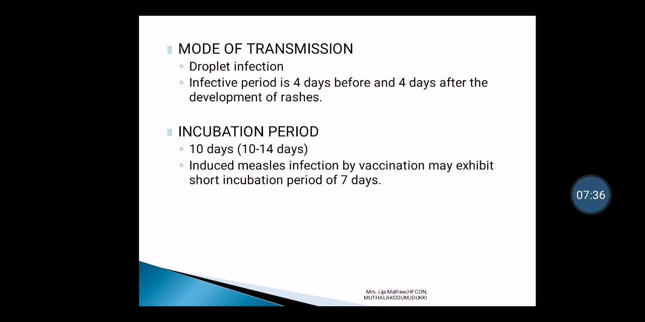Then regarding the incubation period, the incubation period of this particular disease is around 10 days. On average, we can tell that it is around 10 to 14 days, because in some cases we can see it till 14 days. Induced measles infection by vaccination may exhibit a short incubation period of 7 days. That means if you take the vaccination for measles, sometimes within 7 days we can see the rash production. So the incubation period may be as short as 7 days in case of vaccination.